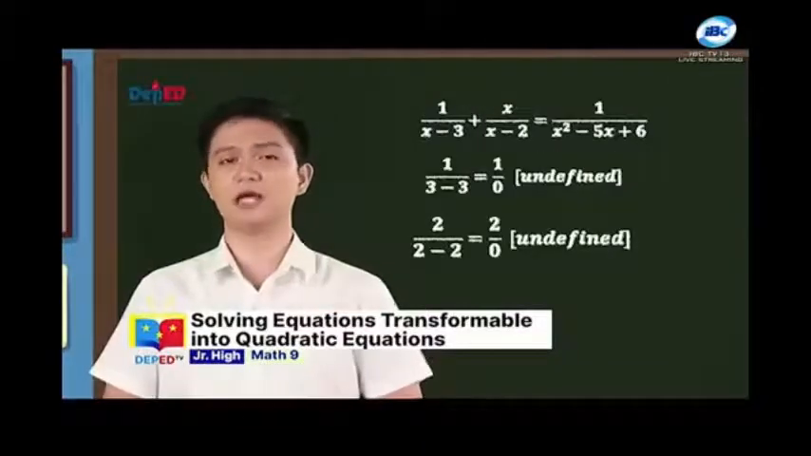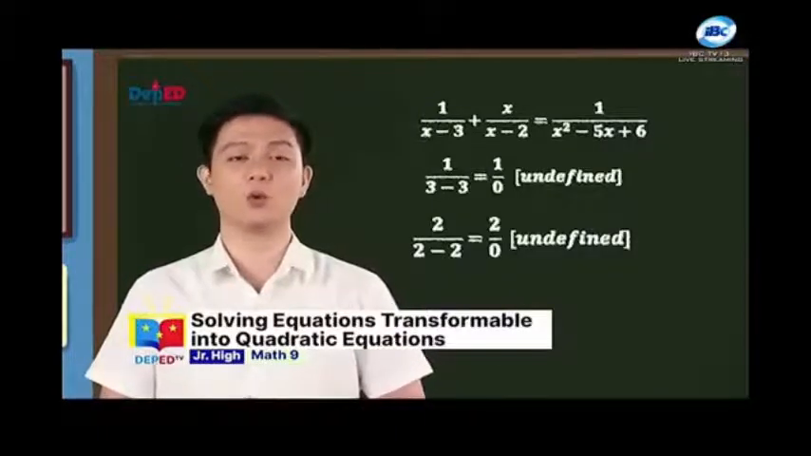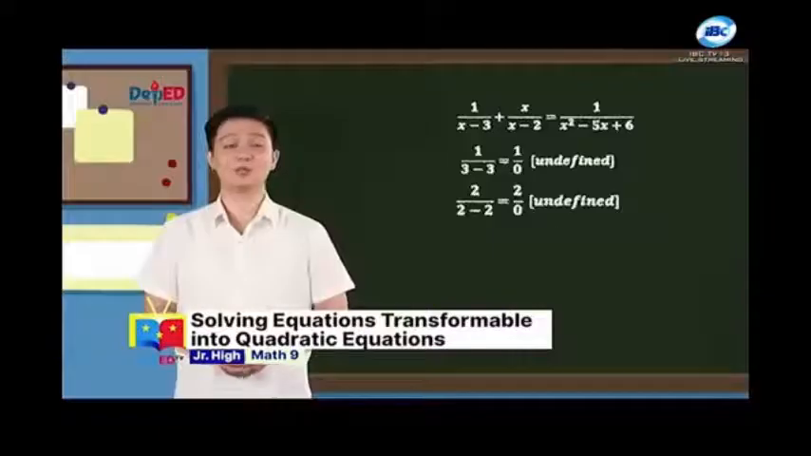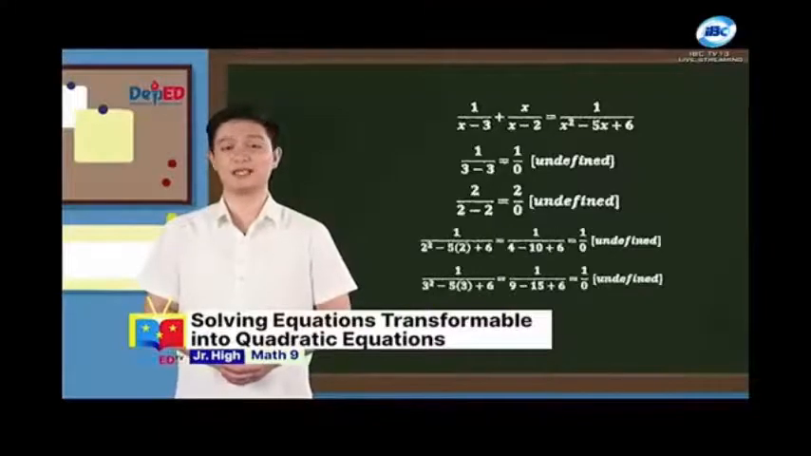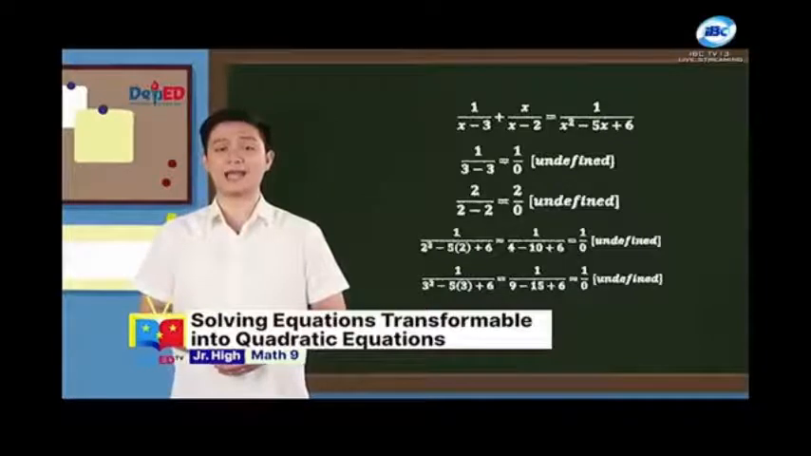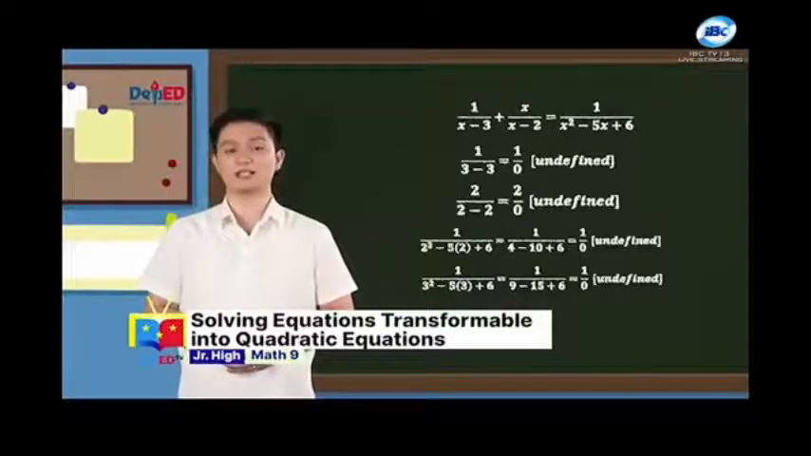X minus 2 will be equal to 0 when x is 2, and thus 1 over x minus 2 will be undefined. The trinomial x squared minus 5x plus 6 is equal to the product of the binomials x minus 3 and x minus 2. And so, it will be equal to 0 when x is 2 or when x is 3, making the expression 1 over the trinomial x squared minus 5x plus 6 undefined.